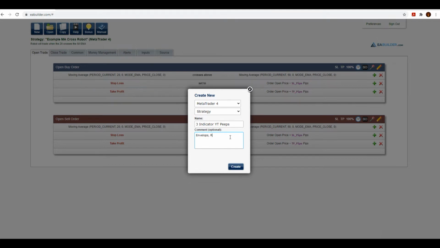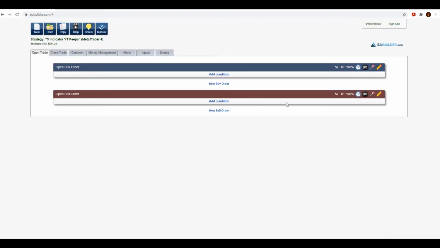This uses the envelopes. This also uses the RSI, and this also uses the EMA, 20. That's just there for reference for you guys. I usually don't even put a comment. All right, so let's create it. It gives us a clean slate.